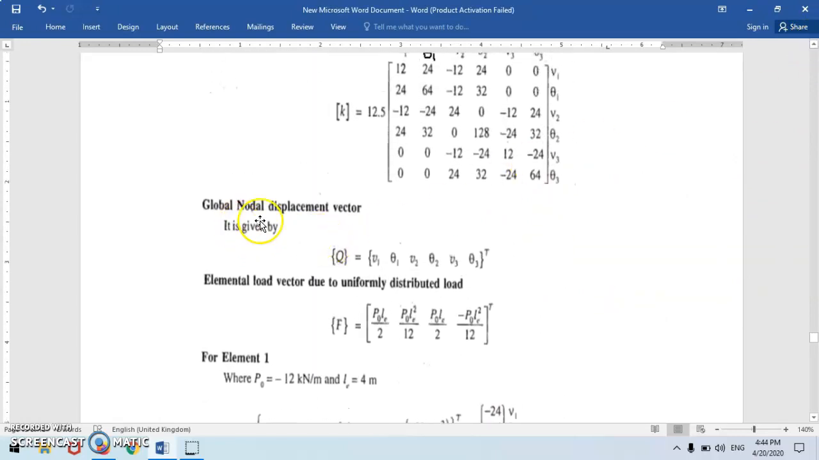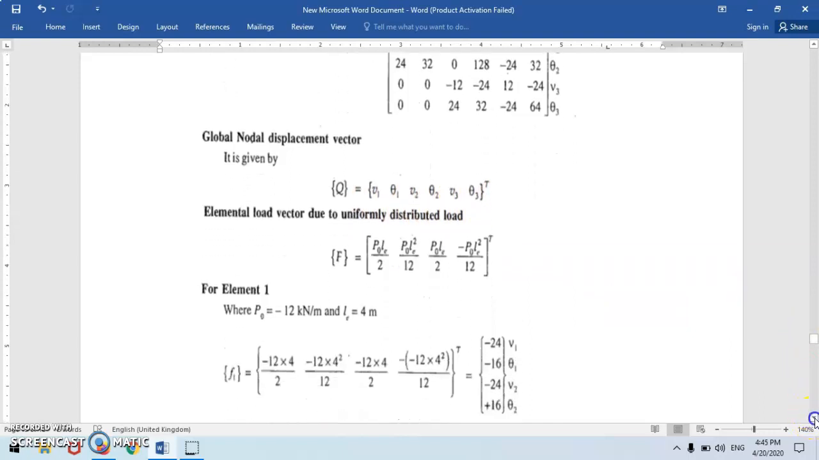So what is the next task after getting the global stiffness matrix? You got the stiffness matrix. Next work is to get the displacement vector. So to get the global displacement vector, you already know this, V1 theta 1 V2 theta 2 V3 theta 3 is the complete global displacement vector. So previously if it is one element, then displacement vector will be V1 theta 1 V2 theta 2. Now it is global displacement vector. As there are three nodes, that is why you will be getting V1 theta 1 V2 theta 2 V3 theta 3.